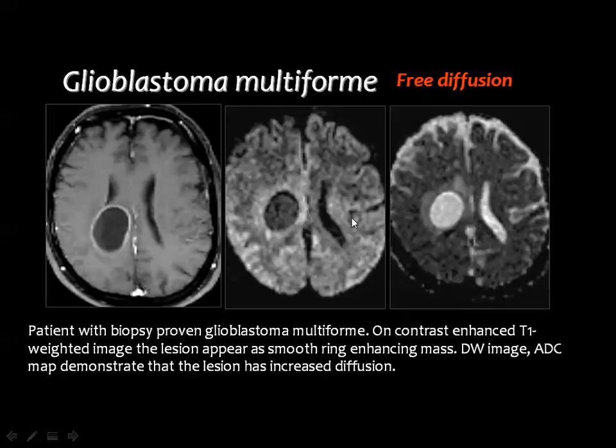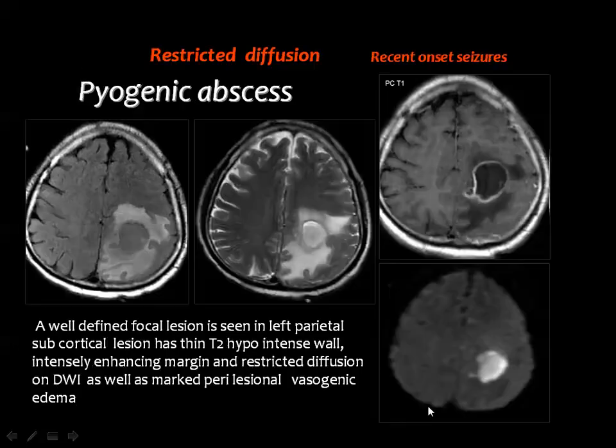But in cases of glioblastoma multiforme, which may appear exactly similar to an abscess in the contrast-enhanced T1 weighted image, in the DWI you got low signal, and in the ADC you got high signal, meaning that there is free diffusion.